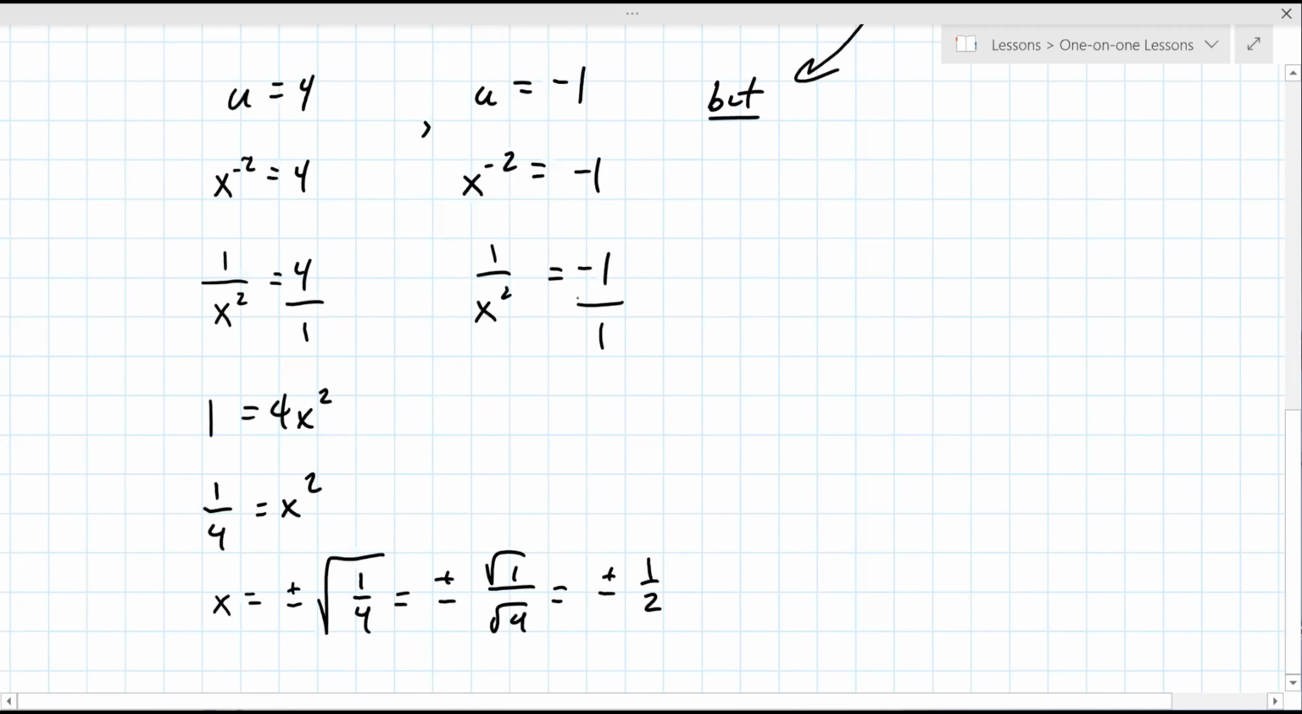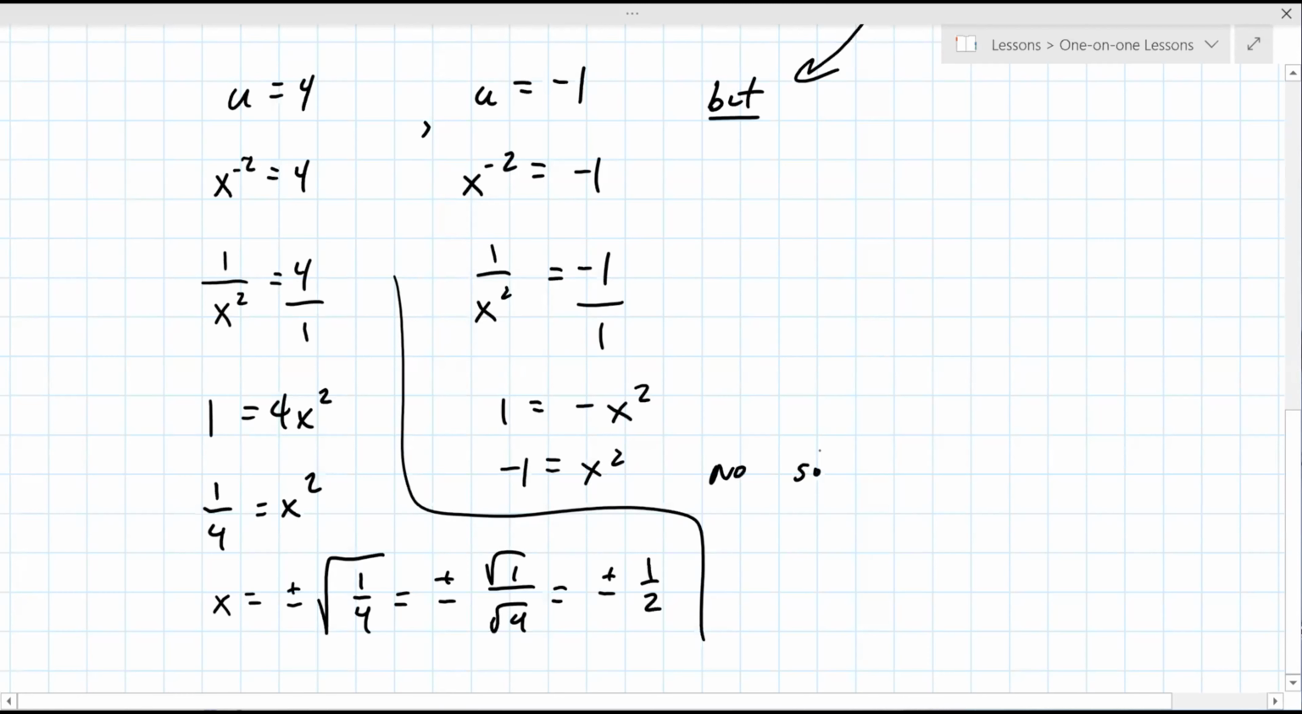For this other one here, when you cross multiply, you get 1 equals negative x squared. You move the negative over, you get negative 1 equals x squared. This has no solution in the real domain. We talked the other night how this would be plus or minus i. But I don't know if it's looking for that. I'm just looking for the plus or minus 1/2. Yeah.